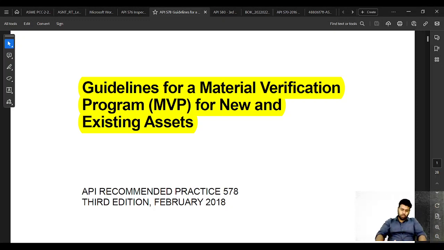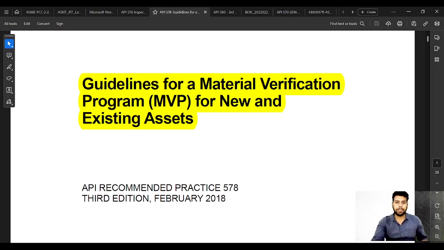So to eliminate all of these things, during repair and maintenance operations, every ICP code, that is 570, 510 and 653, will recommend that an owner and user should have a material verification program for new as well as for existing equipment. For new equipment, it's a good practice, you always need to have everything verified. But if you have equipment that has been working for a very long time, you might also try to do some retroactive material verification, so that you at least understand what are the risks involved there.